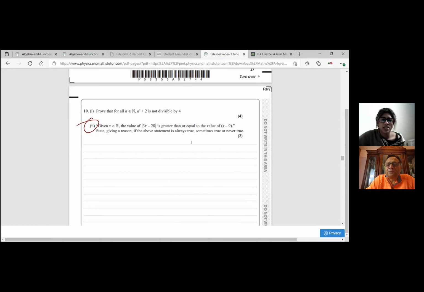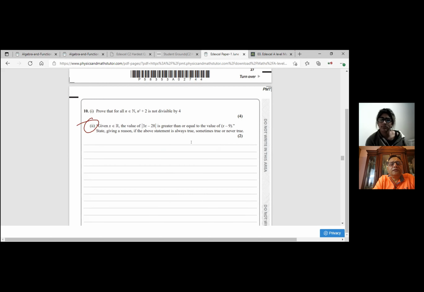We are looking into absolute function today. So given that x belongs to real numbers, the value of the absolute function of 3x minus 28 is greater than or equal to the value of x minus 9. State, giving a reason, if the above statement is always true, sometimes true, or never true. Yeah, very interesting question. So let's look into both these functions.